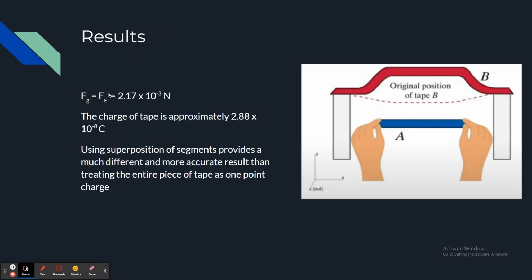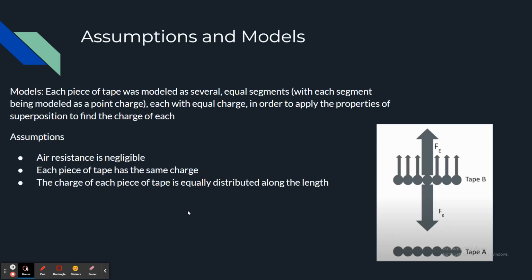So the results were that the force of gravity is equal to the electric force, which is from Lab 1, 2.17 times 10 to the negative third newtons. The charge of tape is approximately 2.88 times 10 to the negative 8 C. Using superposition of segments provides a much different and more accurate result than treating the entire piece of tape as one point charge. The assumptions and the model.